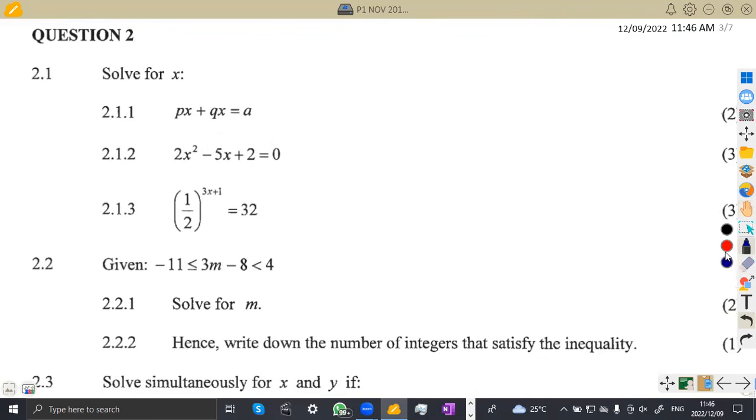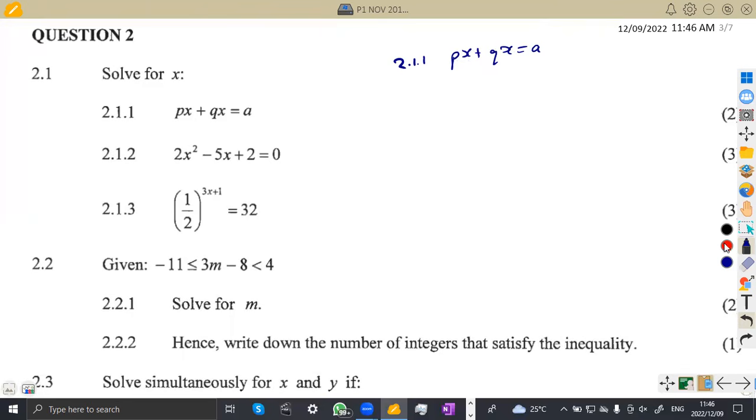So if we are solving for x, that is, you are finding the value for x. So on 2.11, we are given that px plus qx is equal to a. You are solving for x, but you've got other letters. We are not having numbers, we are having letters. So that is actually making x the subject.